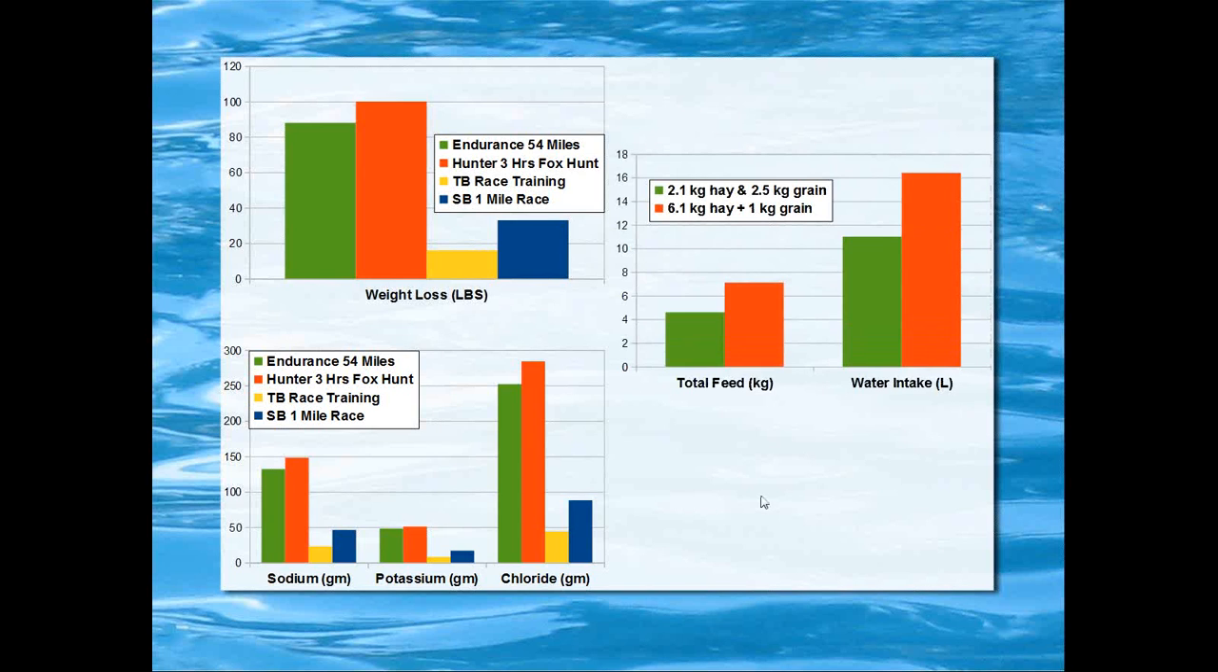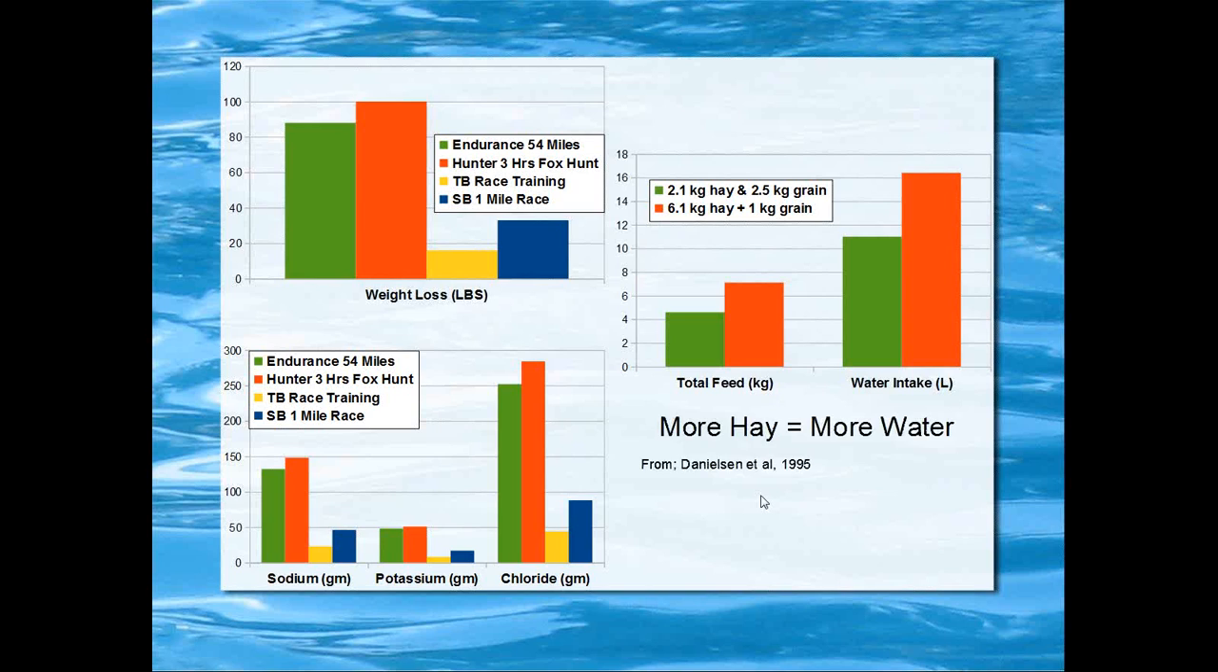Another test that was run was, what kind of diet do we feed our horse to have the diet work for us in order to maintain hydration levels in our horse? There was a diet of 2.1 kilograms of hay, 2.5 kilograms of grain. That's in the green. I'm mainly interested in the water intake here. You can see that the water intake in green was a little low, especially when you look at a diet that is 6.1 kilograms hay to 1 kilogram of grain.